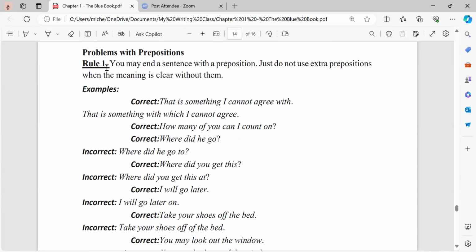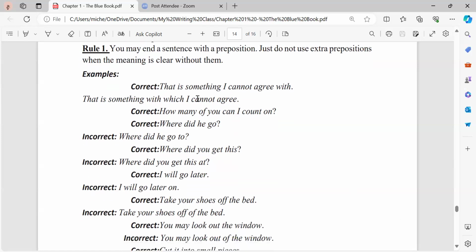So now we have problems with prepositions. So now we have rule number one. You may end a sentence with a preposition. Just do not use extra prepositions when the meaning is clear without them. So, that is something I cannot agree with. Not: that is something which I cannot agree. How many of you can I count on? Where did he go? It's already clear. We ask where he went, but then "where did he go to?" The "to" is superfluous right here. It is not necessary.